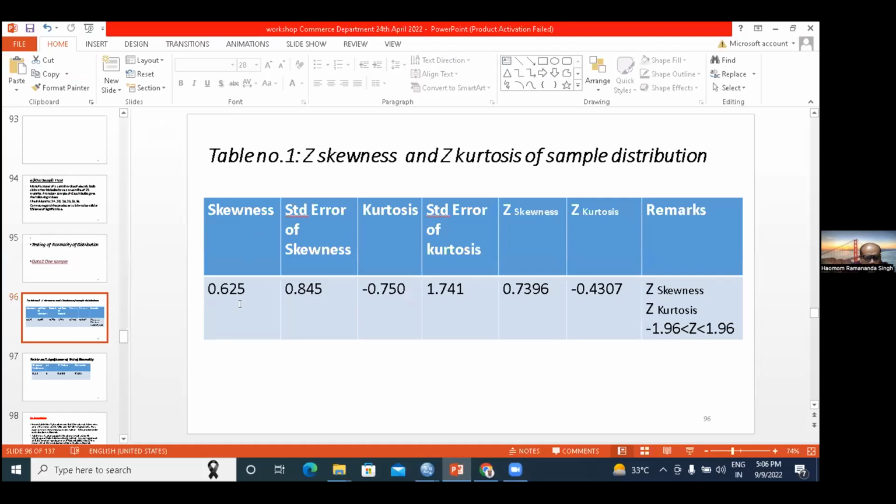I told you to write down 0.625 and 0.845, and you have divided. Then kurtosis minus 0.750. When you divide 0.625 by 0.845, you get skewness 0.7396. And kurtosis, when you divide this value by its standard error, you got this one. Both values lie between minus 1.96 and plus 1.96, so normal. Now you go through Shapiro.